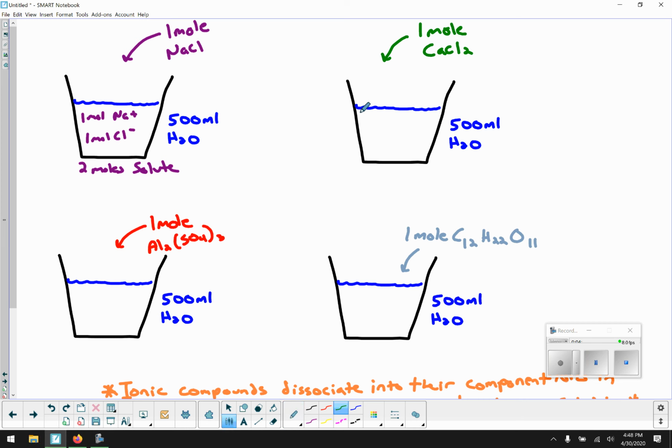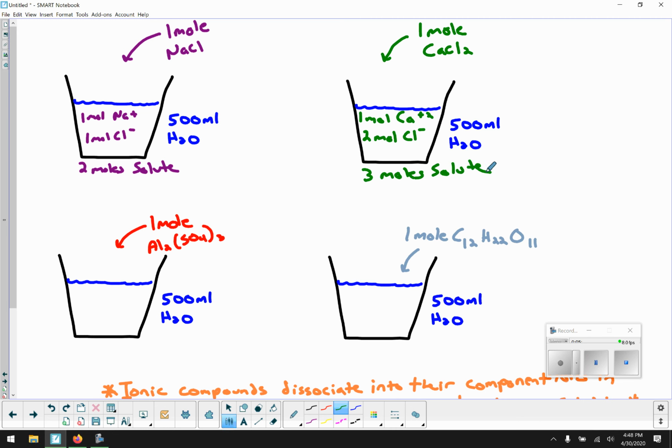It would dissociate into 1 mole of Ca2+ and 2 moles of Cl-, because each one of those is made of 1 calcium cation, Ca2+, and 2 chloride anions, which are each 1-. So 3 moles of solute over here.